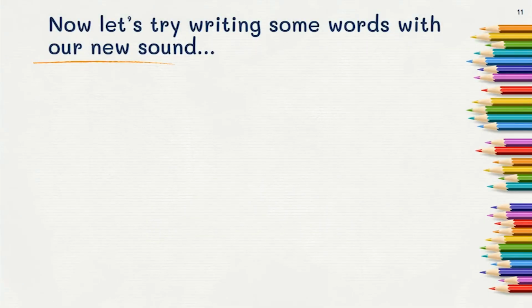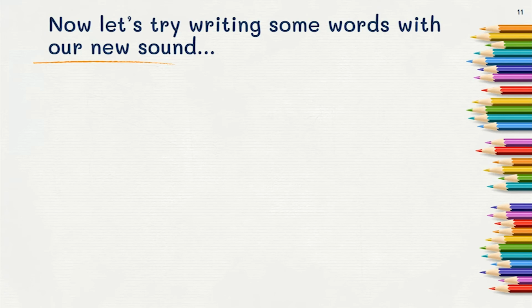Now let's try writing some words with our new sound. I will read three words. You will write them down as well as you can. Don't forget to tap the sounds. Pause while you write each word. The first word is confuse. C-O-N-F-U-S-E. Confuse. The next word is huge. H-U-G-E. Huge.